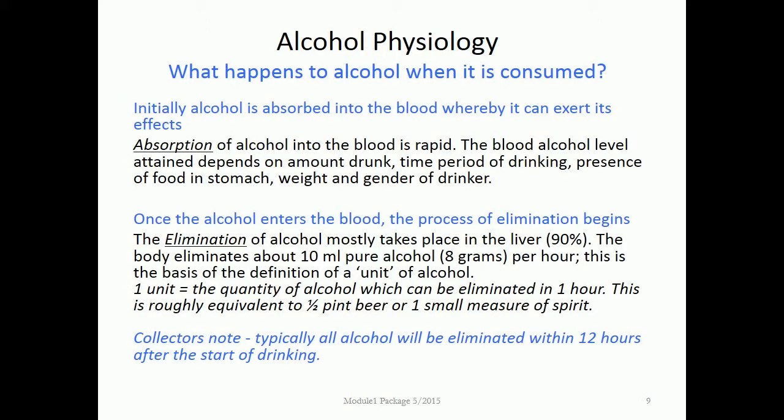Alcohol physiology. What happens to alcohol when it is consumed? Initially, alcohol is absorbed into the blood, whereby it can exert its effects. Absorption of alcohol into the blood is rapid. The blood alcohol level attained depends on amount drunk, time period of drinking, presence of food in stomach, weight and gender of drinker.